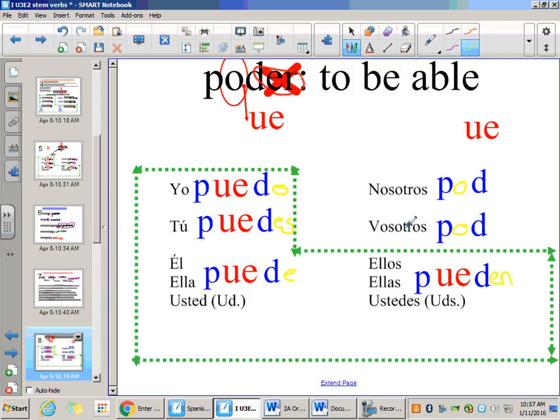And then for an ER verb, vosotros podéis, E-I-S, and nosotros podemos, like so. So this means to be able to or I can. So yo puedo means I can. Tú puedes, you're able to or you can. Él puede, he can. Nosotros podemos, we can. Ellos pueden, they can. Ustedes pueden, you all can. And that's how you would conjugate an O to UE verb.